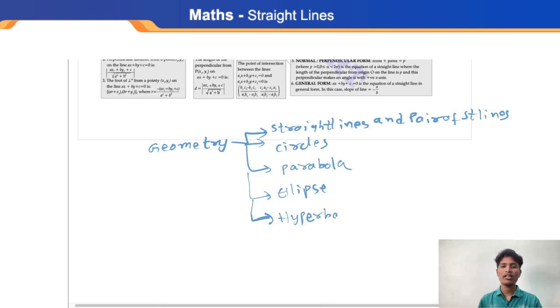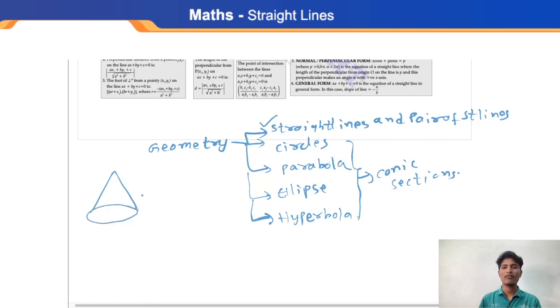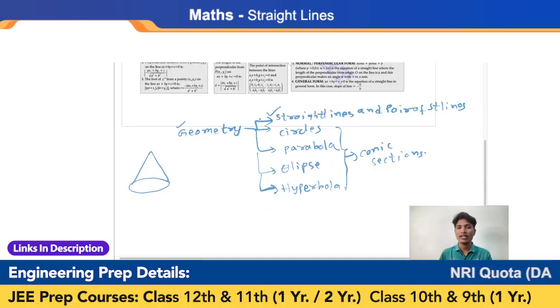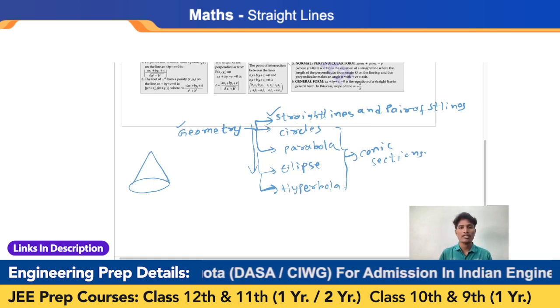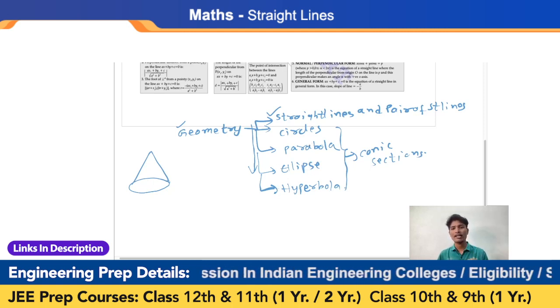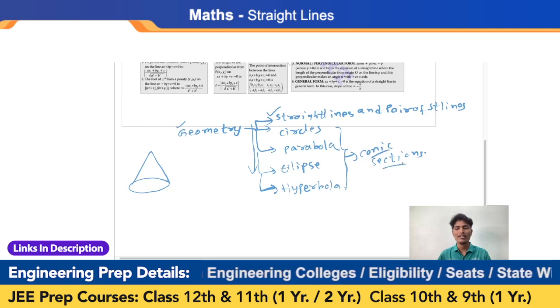If you observe very carefully, these straight lines and pair of straight lines I am going to discuss now, and the other four are considered to be conic sections, because they are formed by sectioning the cone. So if you want to master the geometry portion, you have to study in this sequence only. First, you have to see the video of straight lines and pair of straight lines. You can check it out in the Test Prep Card YouTube channel playlist. Now I am going to discuss that one only, and the remaining four topics, that is circles, parabola, ellipse, hyperbola, will be discussed under conic sections in the upcoming videos.